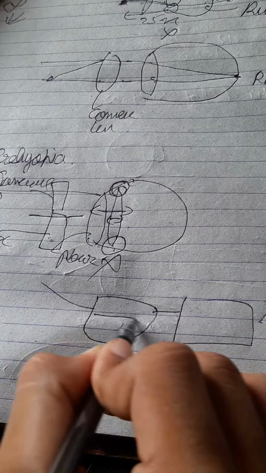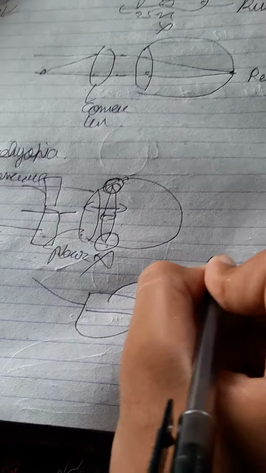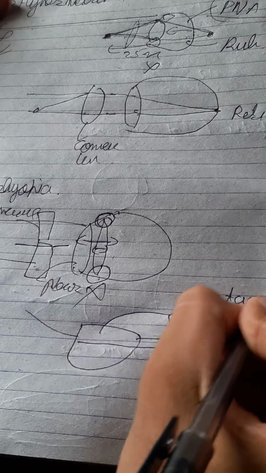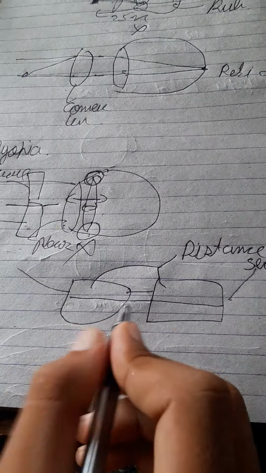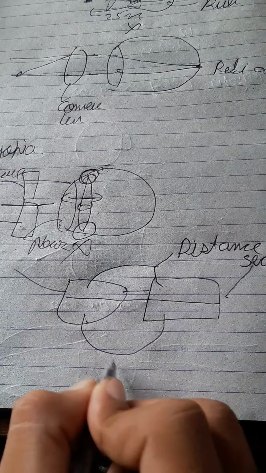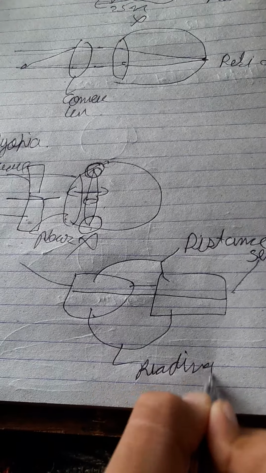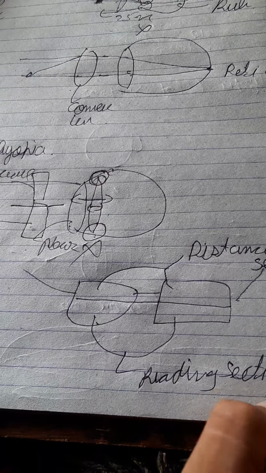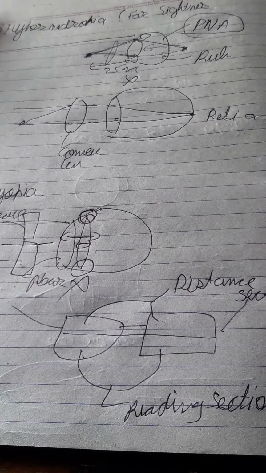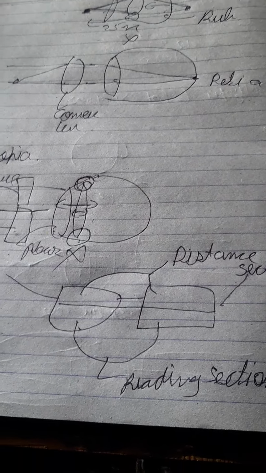So if you have a pair of reading glasses, the upper part of this is meant for seeing distance vision, so it is also called the distance section, and the lower part is called the reading section, which is used for reading or seeing near objects. So in the case of presbyopia, a person may get reading spectacles. This is called reading spectacles.